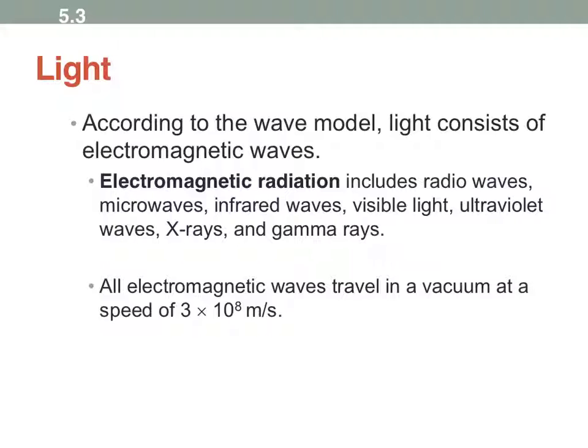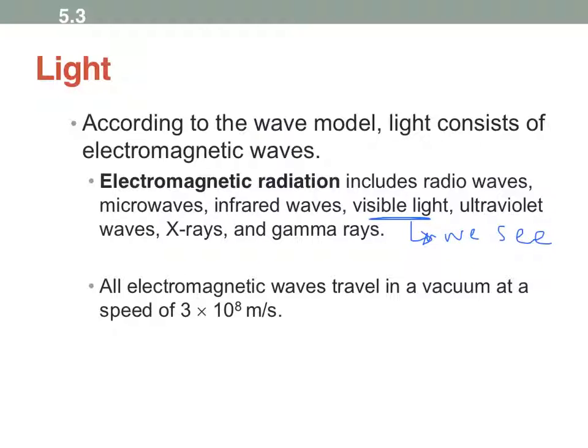So looking at the wave model, we're going to see a picture in a little bit that has all these variables. As we look at the whole spectrum of electromagnetic radiation, light waves are going to include radio waves, microwaves, infrared, and visible light, and that's going to be important. That's the light that we see. That's the only part of the spectrum that we can see. Then you've got ultraviolet waves, X-rays, and then even gamma rays.